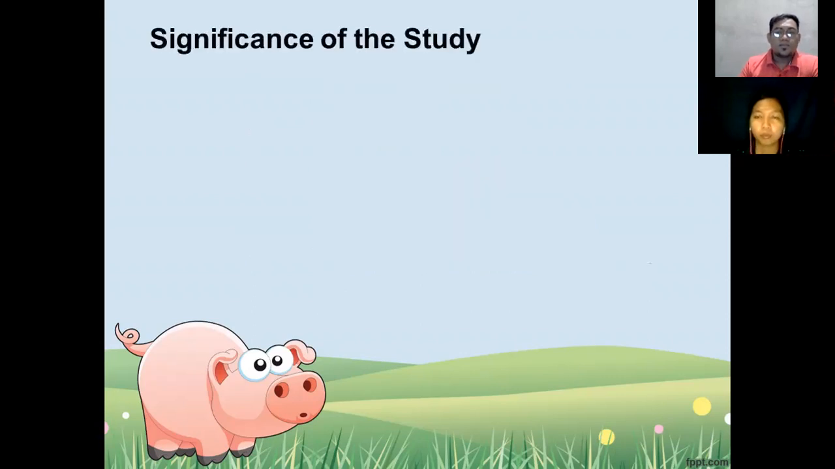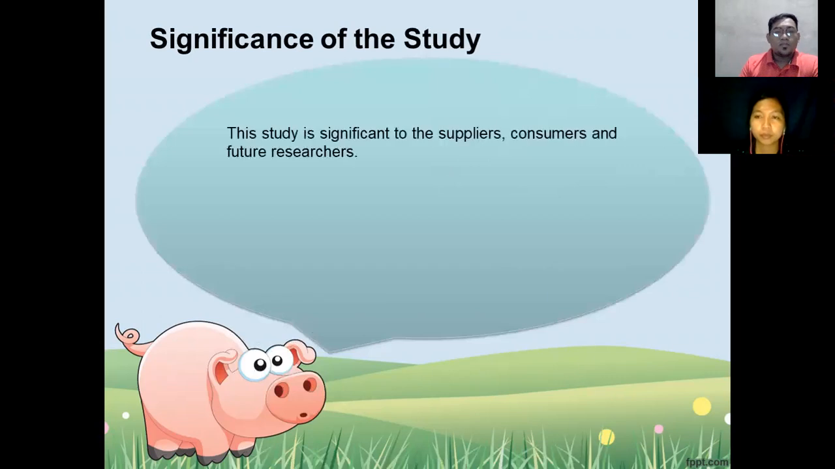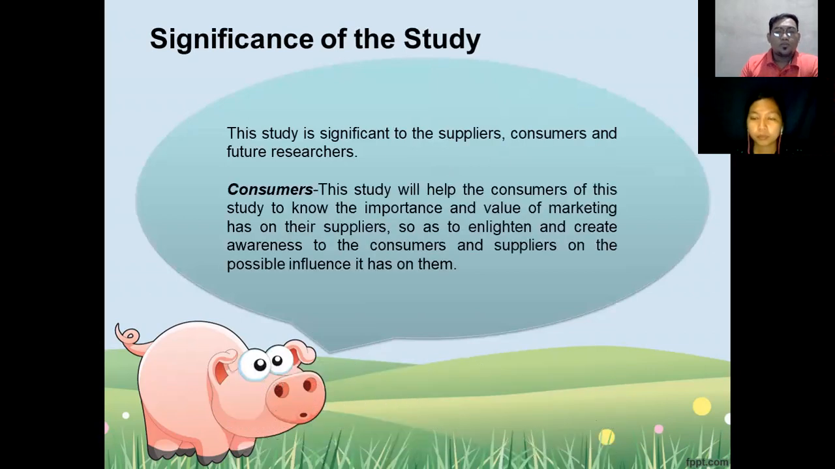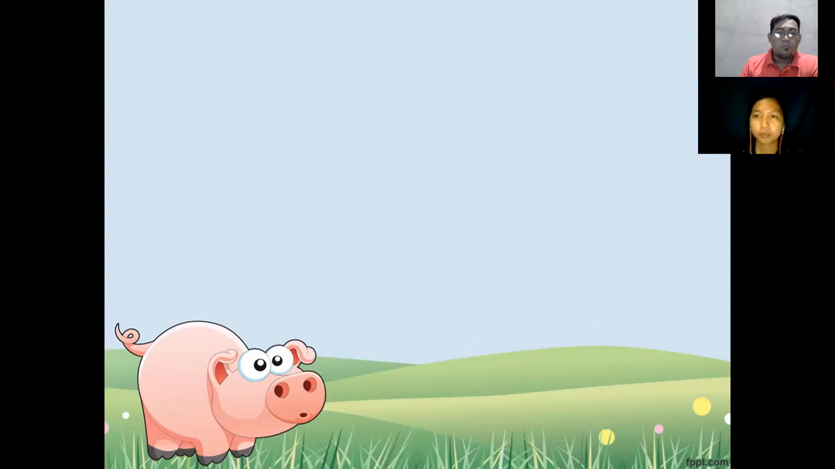So, significance of the study. This study is significant to suppliers, consumers, and future researchers. Consumers: the study will help them to know the importance and value of marketing pig sources, so as to enlighten and create awareness among consumers and suppliers on the possible influence it has on them.